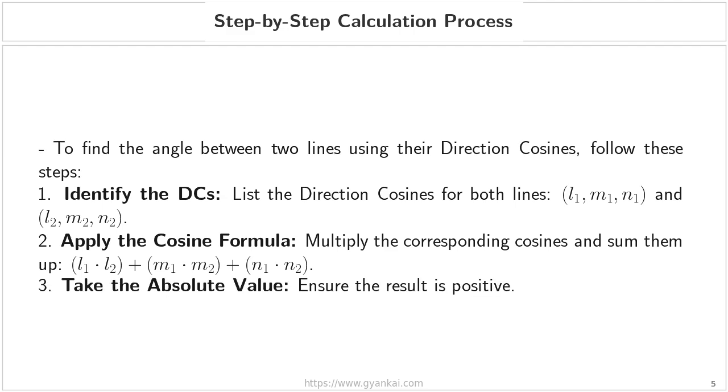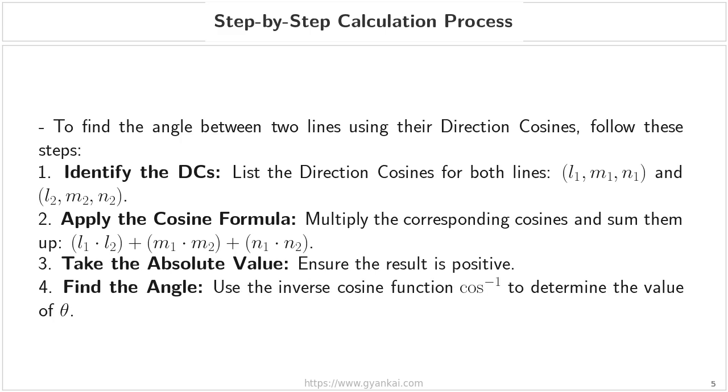Third, take the absolute value. As we discussed in the previous slide, we are looking for the acute angle. So, if your sum happens to be negative, simply remove the negative sign to ensure the result is positive. Finally, find the angle. Once you have that single numerical value, you'll use your calculator to find the inverse cosine of that value, which we write as cos inverse of theta, to determine the actual measure of the angle theta. In the next slide, we are going to put this exact process into practice with a real-world engineering example to see how these steps work in a practical scenario.